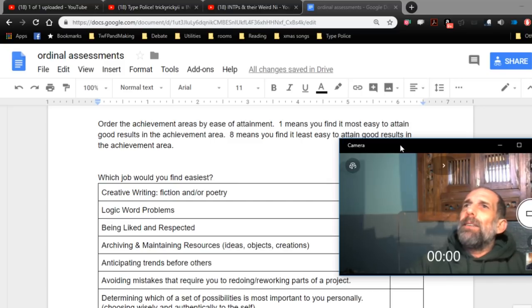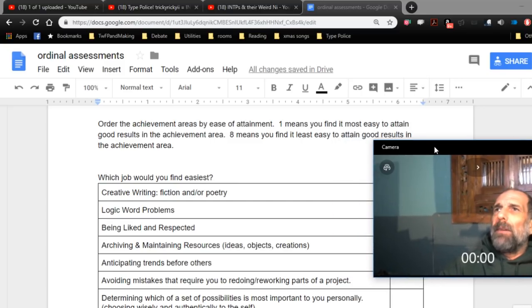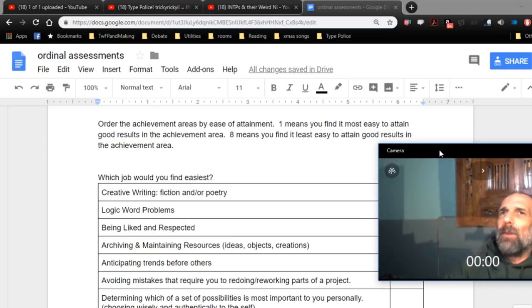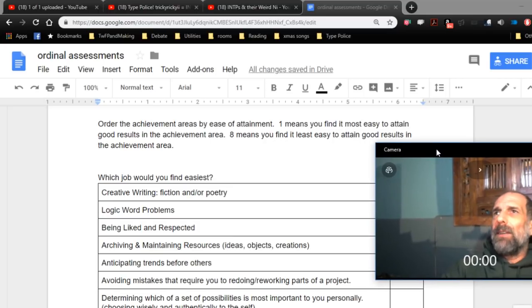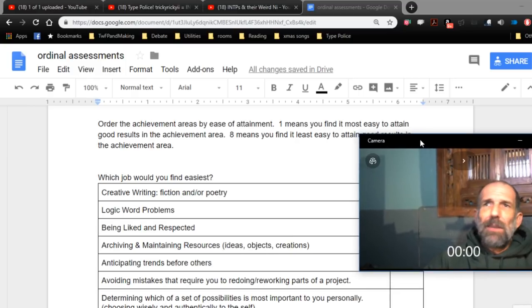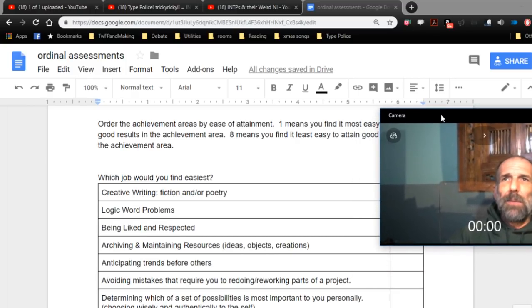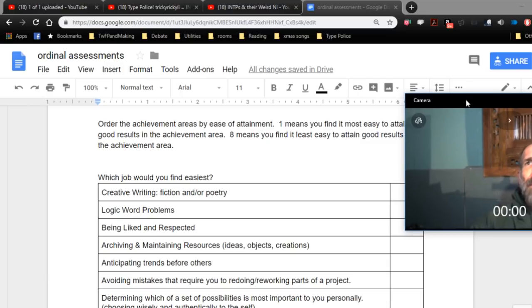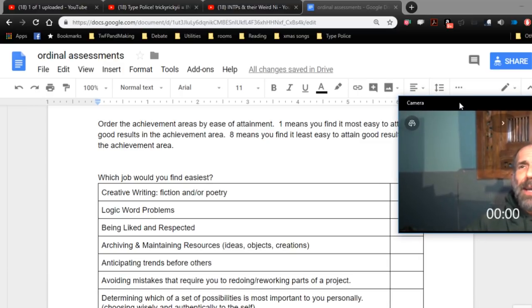Order the achievement areas by ease of attainment. 1 means you find it most easy to attain good results in an achievement area. 8 means you find it least easy to attain good results in the achievement area. So the reason an ordinal approach is preferable is because you have to give one of these 8 things 1, and you have to give one 8, and you have to give one 2, and one 3, and one 4.